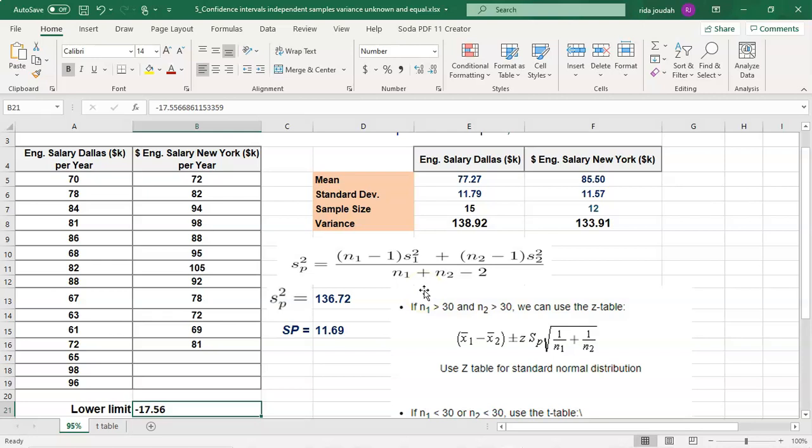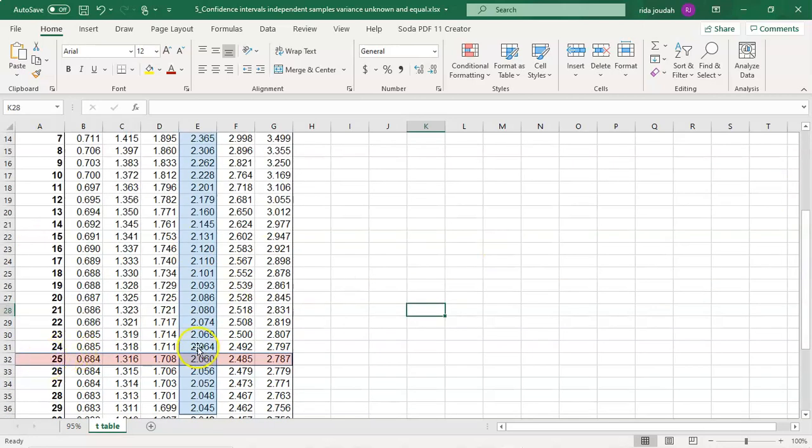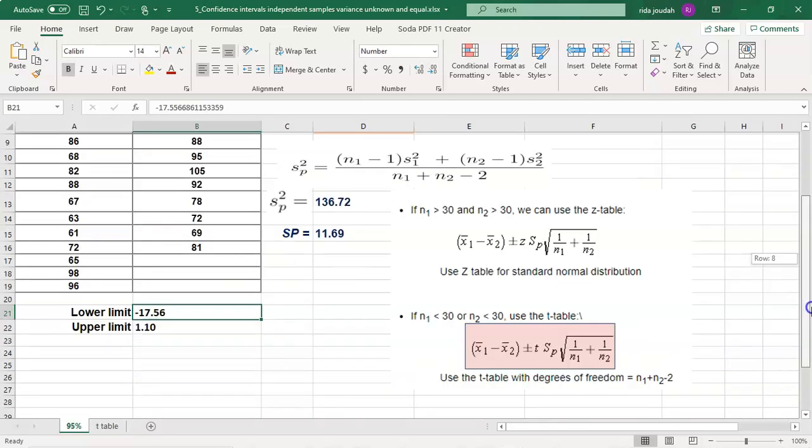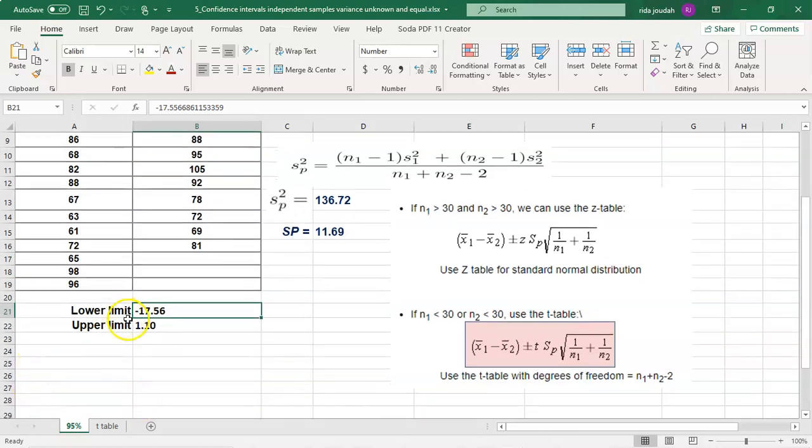So we need to find t for 25 degrees of freedom and a confidence level of 95%. Let's find the value from the t table. Here we have alpha divided by 2 for 95% equals 0.025. The degrees of freedom is 25. Based on that, the t value is 2.060. When we plug all these numbers into the formula, we found the lower limit is minus 17.56 and the upper limit is 1.1.